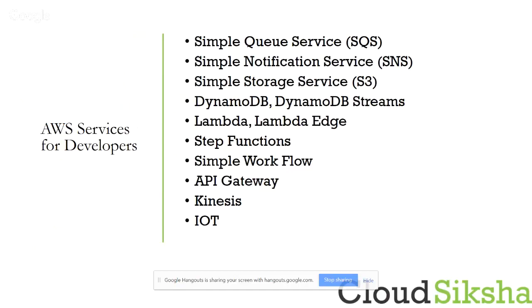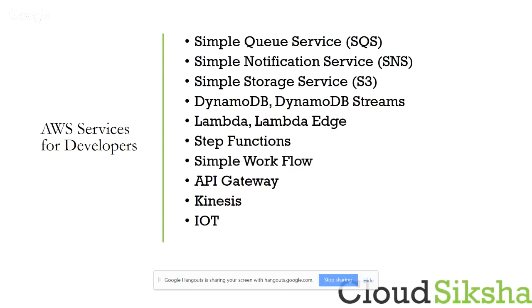Then we have DynamoDB. Last week I spoke about DynamoDB. It is a NoSQL database, and DynamoDB streams, which is nothing but a stream of information that comes to you whenever there is a change in the database. Whenever a new item is added or item is deleted, you get to know that through DynamoDB streams. Again, DynamoDB is something which you would use a lot in programming if you want to use a NoSQL.